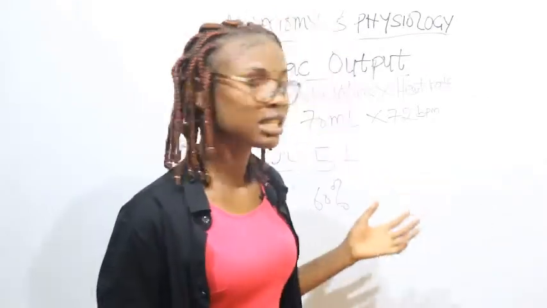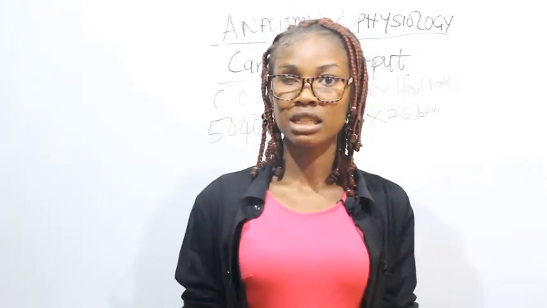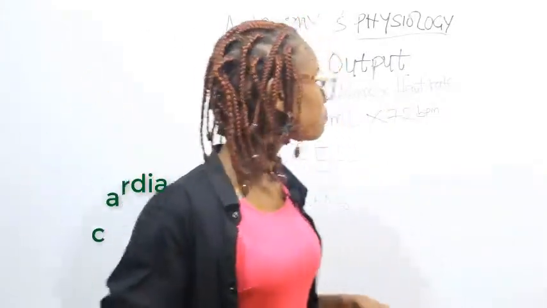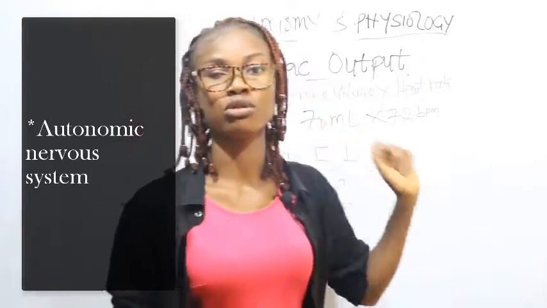The autonomic nervous system, where we have the parasympathetic and the sympathetic. I want to believe I've mentioned this in one of my videos. The parasympathetic will reduce the heart rate. That's bradycardia. And the sympathetic will increase the heart rate. That's tachycardia. You see? So the autonomic nervous system will affect the heart rate, which will affect the cardiac output.